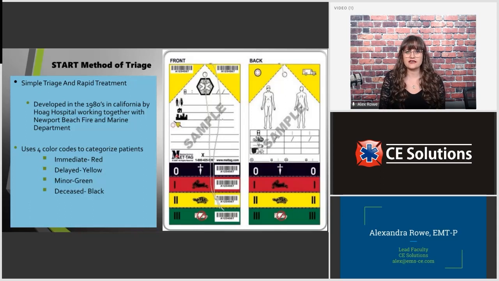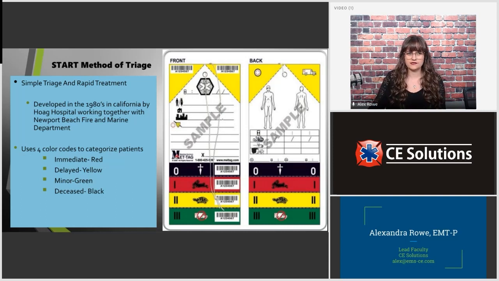Okay, START method of triage. Like I said, this stands for simple triage and rapid treatment. It was developed in California in the 80s by Hoag Hospital, as well as Newport Beach Fire and Marine Department. And they decided that it would be easier to code people by color. When we triage people, it's a little difficult to say, everyone with bleeding, go over here. Everybody with fractures, go over here. Instead of doing it that way, we looked at the whole big picture, and then we categorized them into these 4 sections.